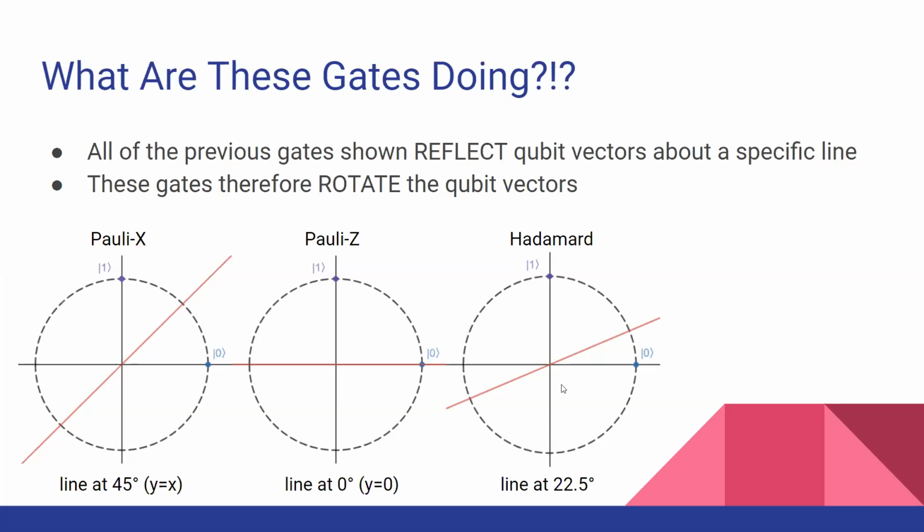And then finally, the Hadamard gate is a little bit different, where it reflects about the line at 22.5 degrees, which looks like this. And so you can see what happens if we feed it 0. It's going to reflect it up to here, which is at 45 degrees, which is going to be the 50-50 chance of measuring the qubit in either state.